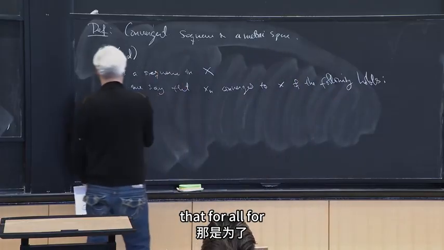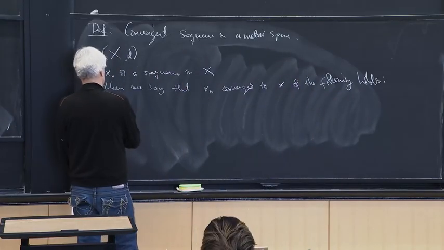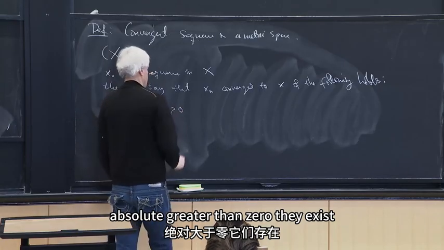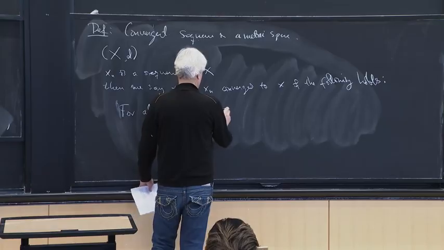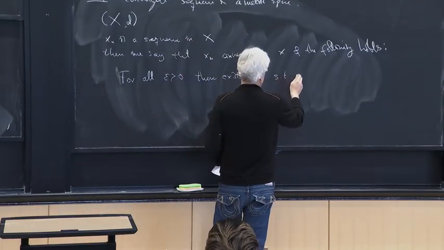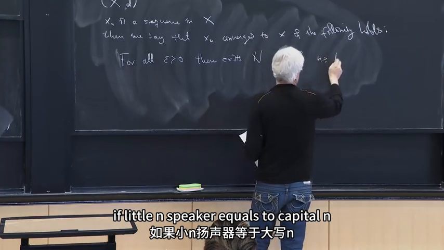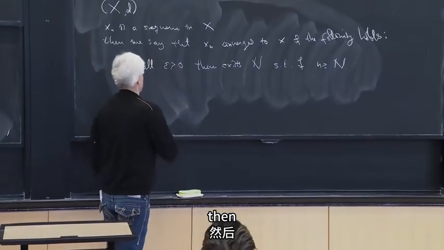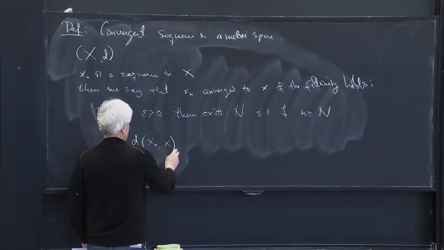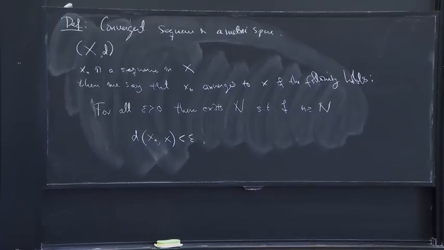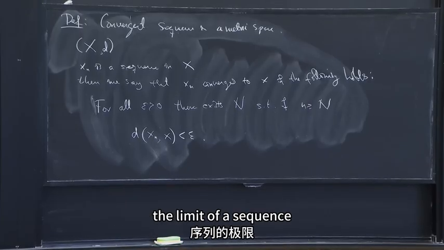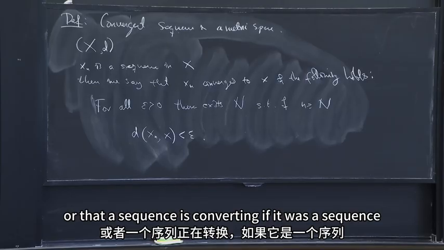That for all epsilon greater than 0, there exists capital N such that if little n is bigger or equal to capital N, then x_n, the distance between x_n and this limit, should be less than epsilon. Right? So that's an exact parallel to how we defined that a sequence is converging if it was a sequence in R.